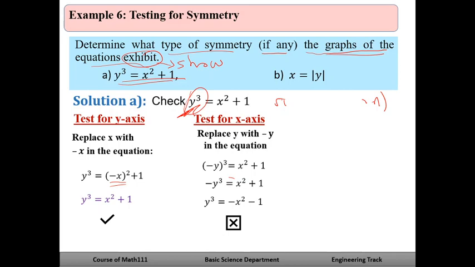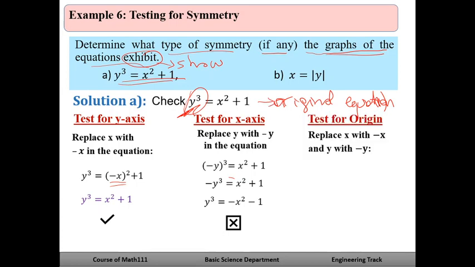Now for the other one, the original equation is this one. The third test is to replace x with minus x and y with minus y at the same time. So you see here y with minus y, x with minus x, and then we get this one. But to compare them, I need to make this y cubed.